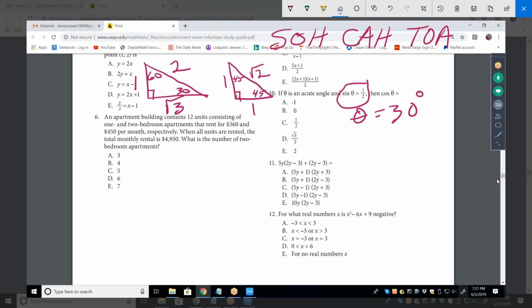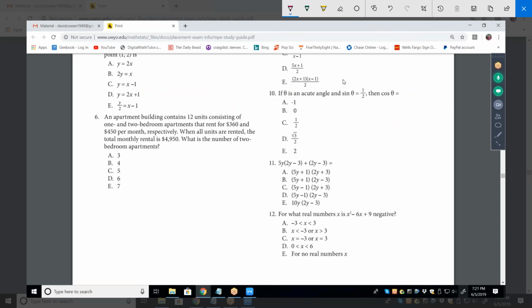Okay? So either memorize your first quadrant common trig function angles, or memorize these two triangles so that you can always figure it out. All right, let's go on. Let me check the clock here. We don't have a whole lot of time. We've got about 5 minutes. In fact, these are getting progressively easier as we go down. Number 11.